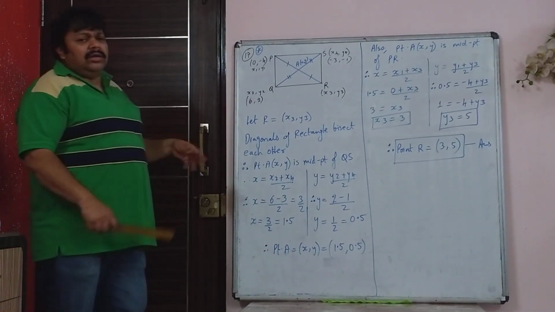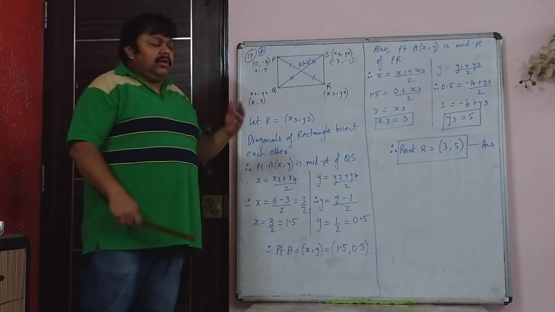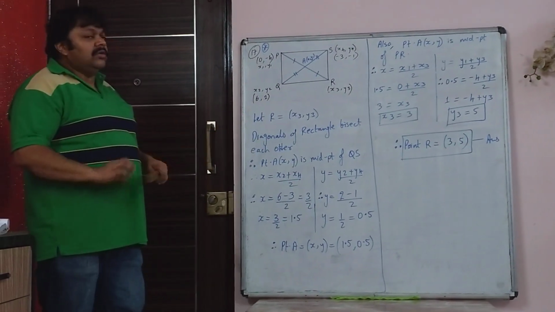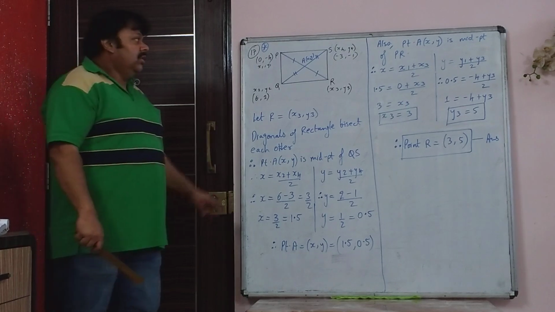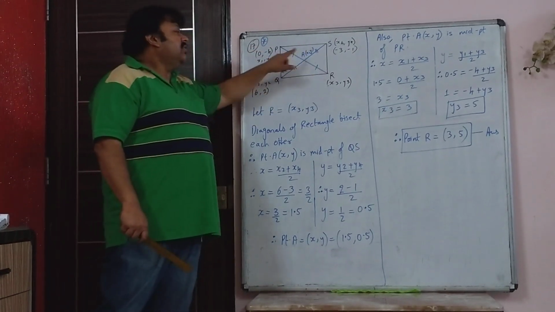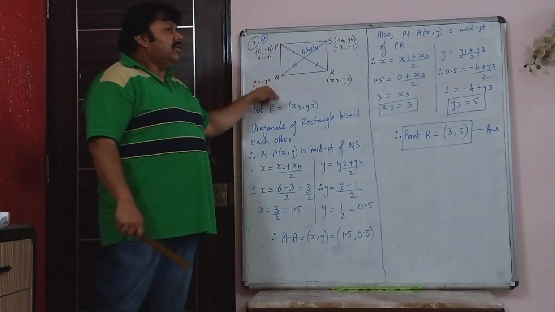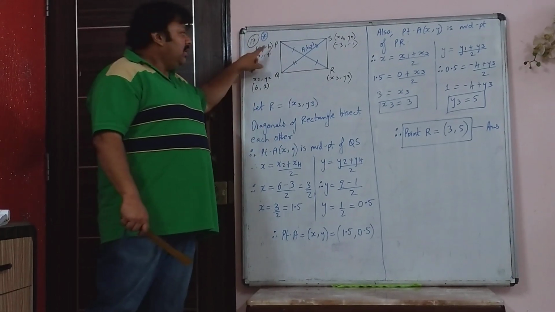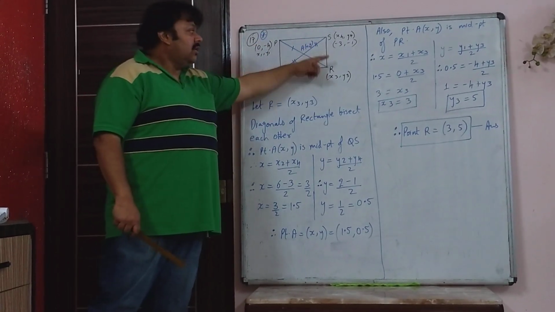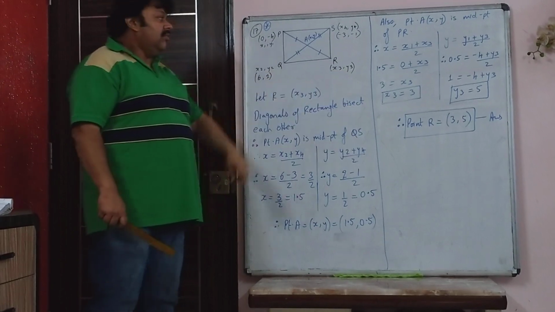Very similar, identical to sum number 16. Here you are given a rectangle, 3 coordinates are known, 1 coordinate is unknown. Again you have to name it in sequence P, Q, R, S; you can't name it as P, Q, S, R. P, Q, then R, then S. R is the unknown, x3, y3.